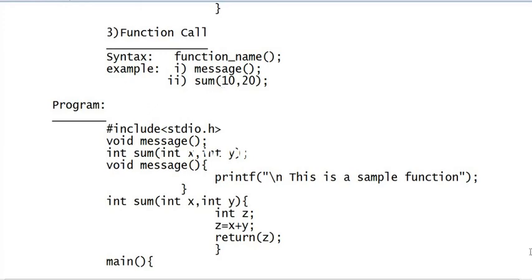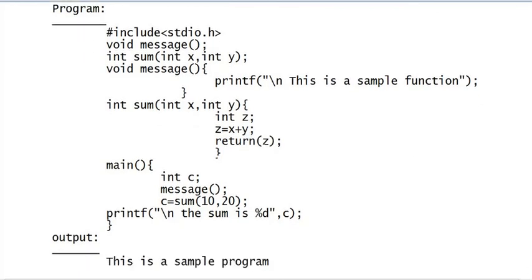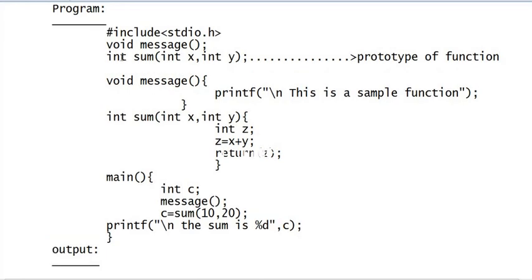The sample program about the function is as follows. This is the header file, hash include stdio.h, and here is the prototype of the functions, void message and int sum, int x, int y. These are the arguments of the function sum. This is the prototype of the functions. And after that, the function body or definition of the function, void message, int sum.